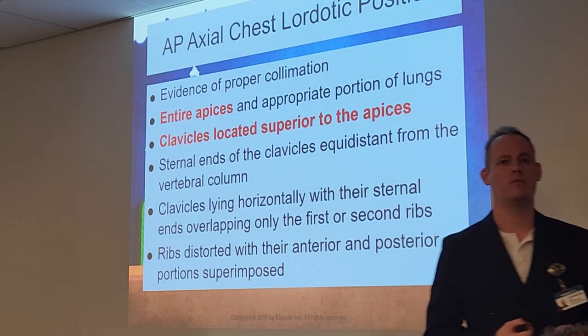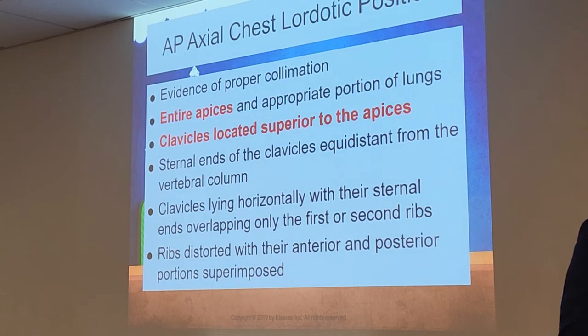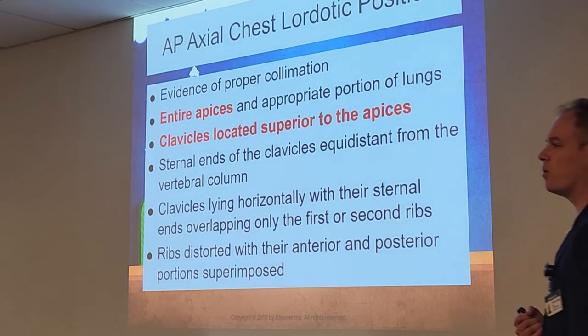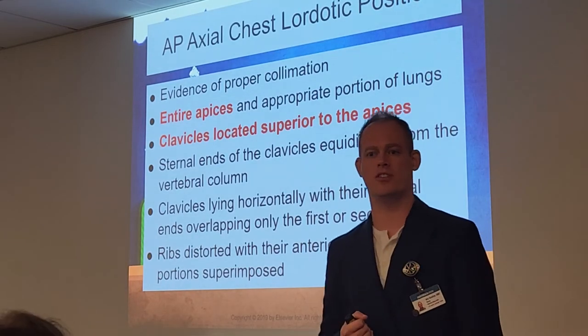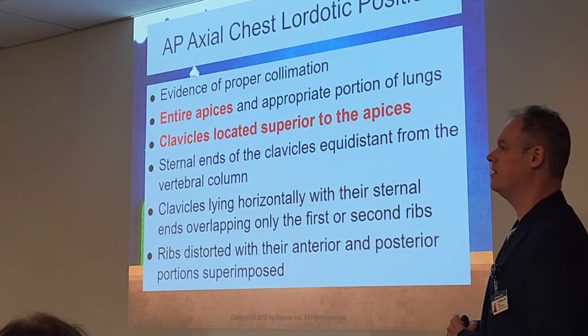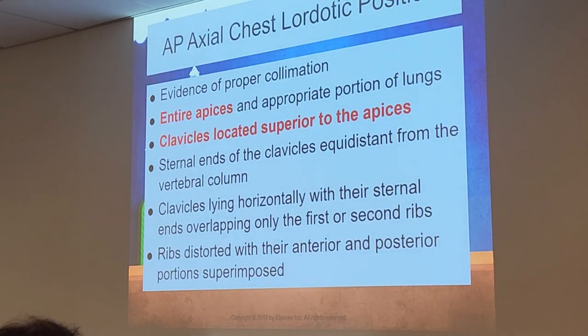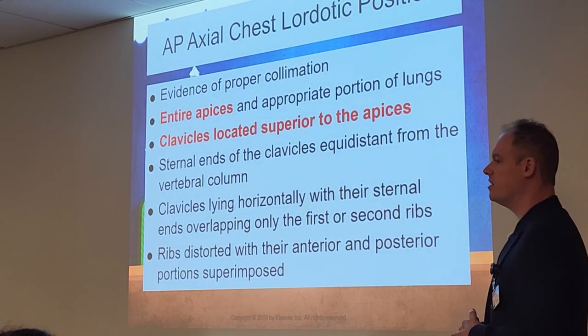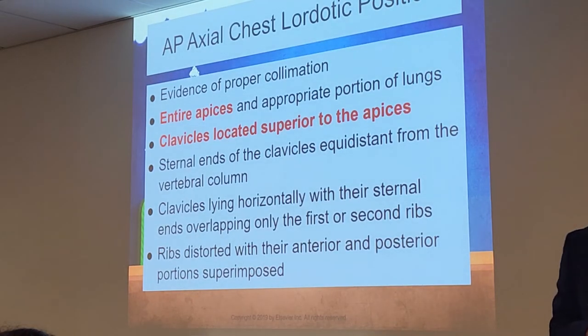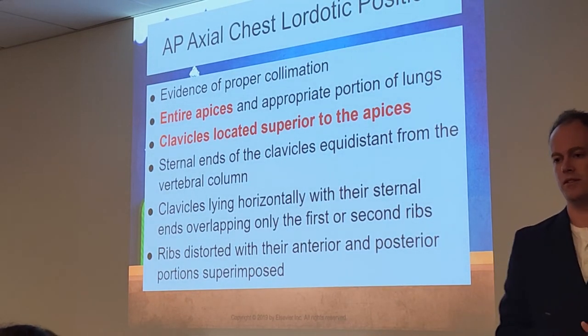Still no rotation. We want them to be equidistant from the vertebral column, talking about the ends of those clavicles. They need to be nice and horizontal because we're going to be in an AP position. Therefore, they're going to look more horizontal. And the ribs should look slightly distorted with their anterior and posterior portions superimposed. That basically just means that the ribs are going to look a little more stretched out on the x-ray because we're angling that chest. Anytime you angle a part of the body, it causes slight distortion.